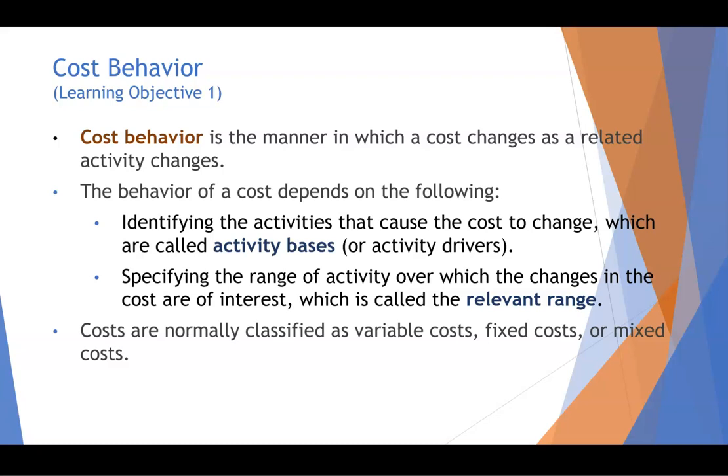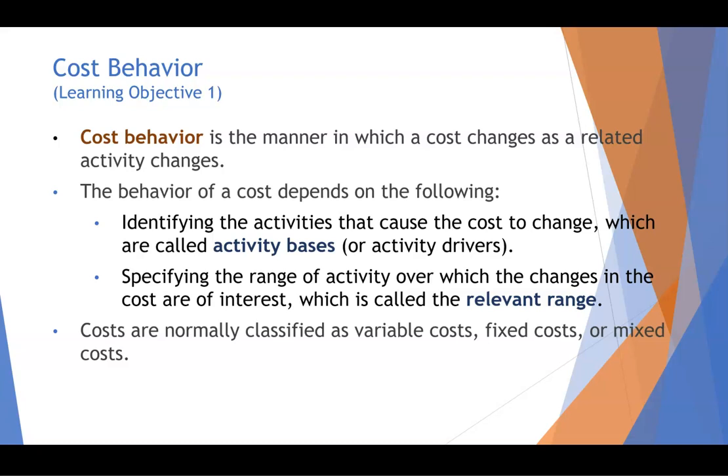So cost behavior depends on making sure we look at the activities that may cause a cost to change. We call those activities activity bases or activity drivers. Specifying the range of activity over which the changes in the cost are affected is what we term the relevant range. So we need to be realistic when we're talking about activities changing. They've got to be within a specific range that we're discussing.